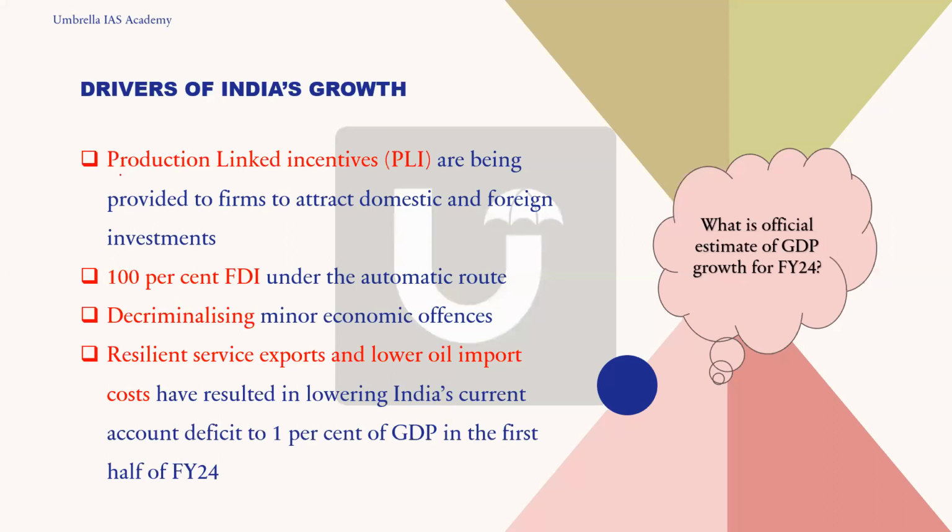Especially, these words you have to use more: production linked incentives, 100% FDI, decriminalizing minor offenses. And resilient service exports and lower oil import costs have resulted in lowering India's current account deficit. They'll ask you these questions in the interview too, like what are the reasons for the recent decrease in our current account deficit. The major reasons are resilient service exports and lower oil import costs.